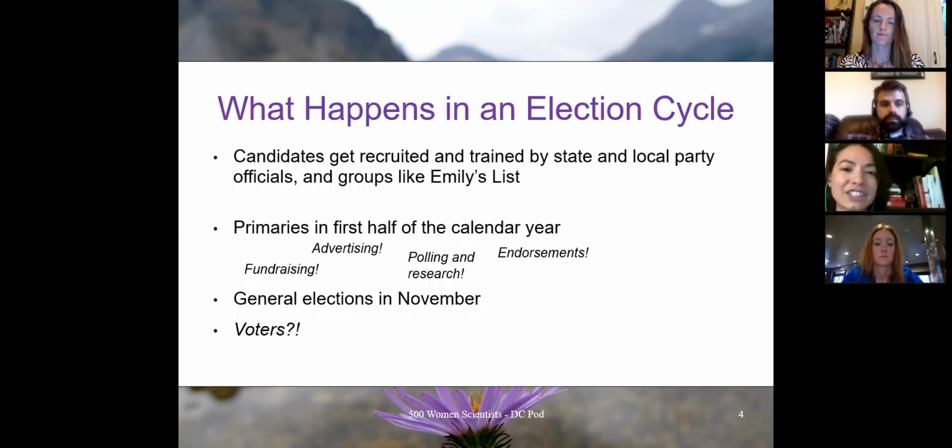During an election cycle, candidates are recruited and trained by party officials and groups like Emily's List, which gets women to run. Primaries happen in the first half of the year, and the general election is in November. Lots of activity happens around elections, like fundraising, advertising, polling, endorsements. But I can't stress enough that you can't have an election without voters, and what's happening with voters in an election cycle.